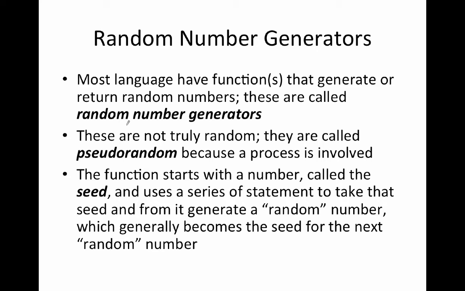You shouldn't be able to figure out what the process is, it shouldn't be obvious what the random number is going to be, but then that random number becomes the seed for the next time the function is called. So once again it uses the same process to start with the seed and from that figure out the next quote-unquote random number. Most languages have some sort of function or functions that will accomplish this.